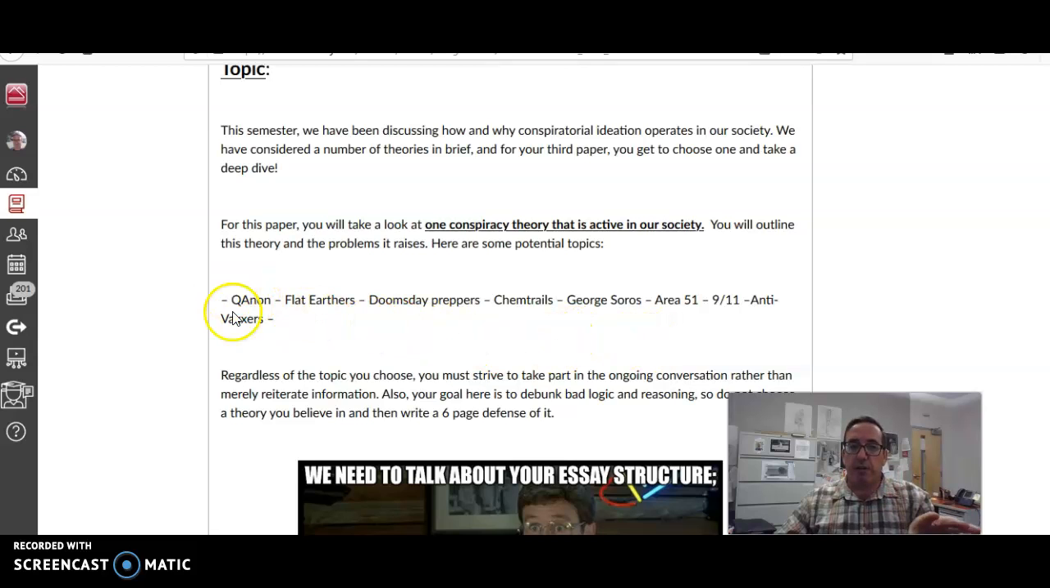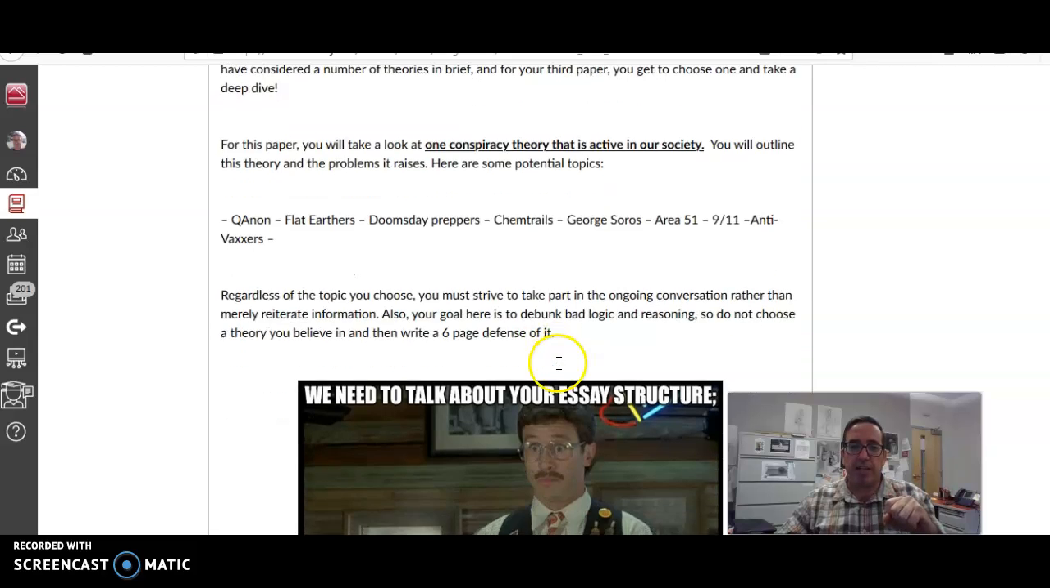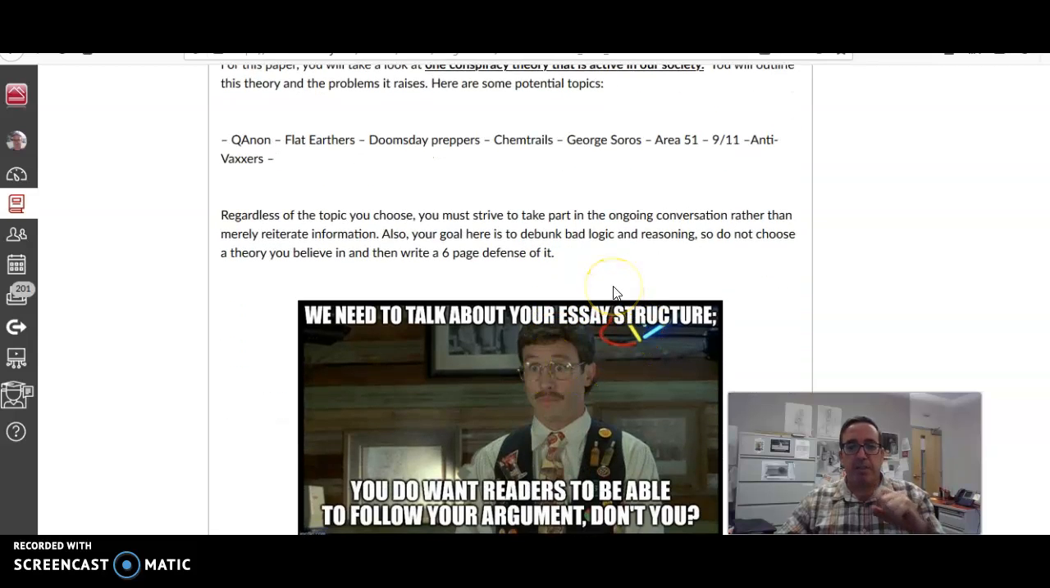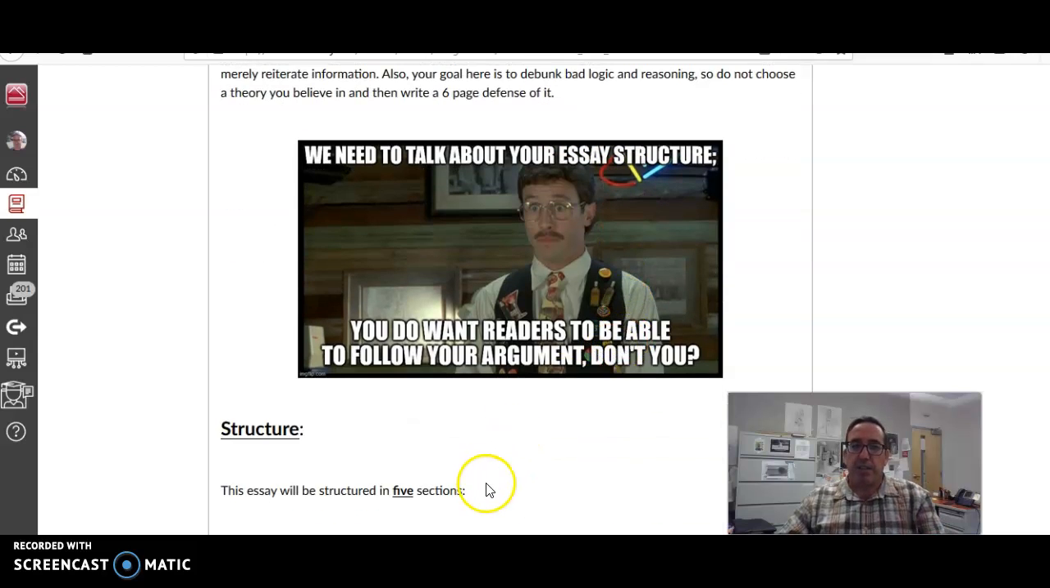If you don't really want to get involved with topical, really hot button stuff, you could go like Area 51, right? You could look at chemtrails, flat earthers. They're a little more tame, I guess, right? They're not so tied up with current election stuff and all that, so maybe something to think about. Remember, regardless of the topic you choose, you want to be part of the ongoing conversation. You're not just summarizing, you get involved with the debate.